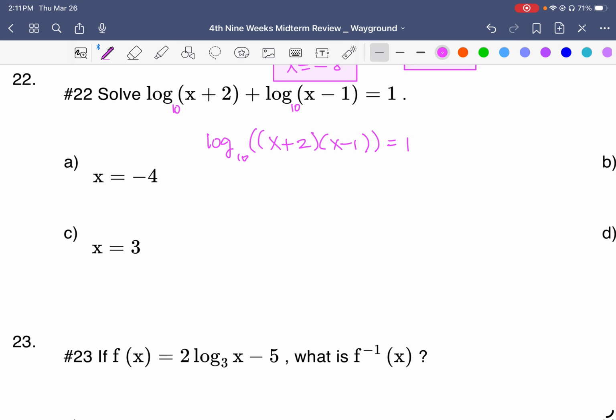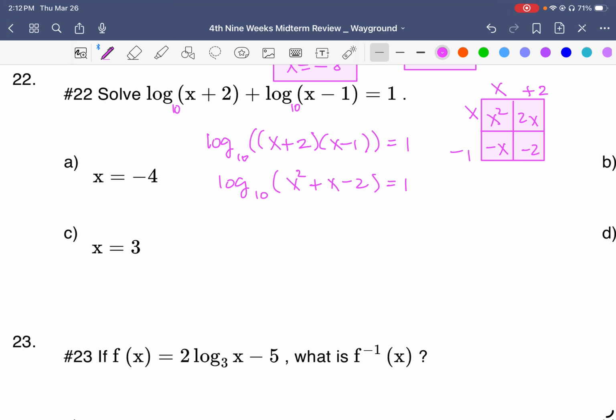When I have two binomials, I need to do the box method to multiply them. So we're going to do x plus 2 times x minus 1. We get x squared, 2x, negative x, and negative 2. So now we have log base 10 of x squared plus x minus 2 equals 1. I'm going to do my loop-de-loop.